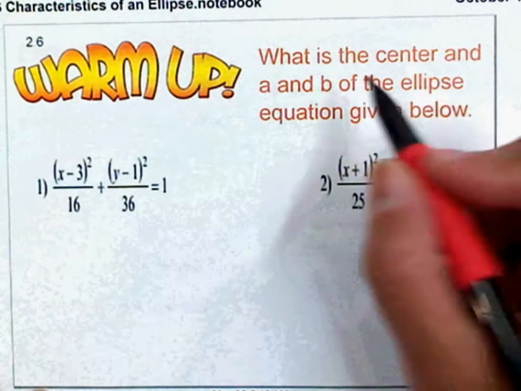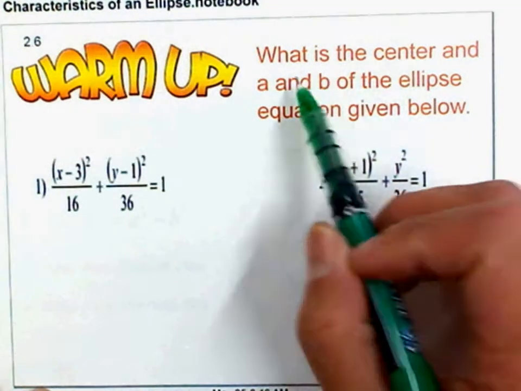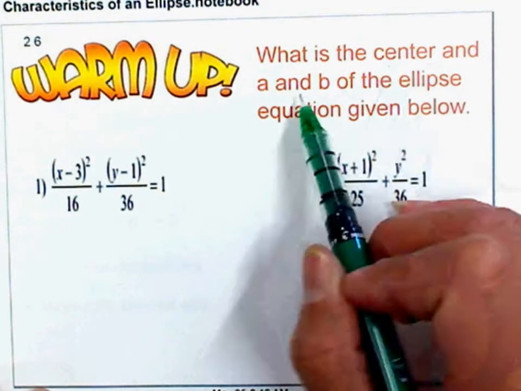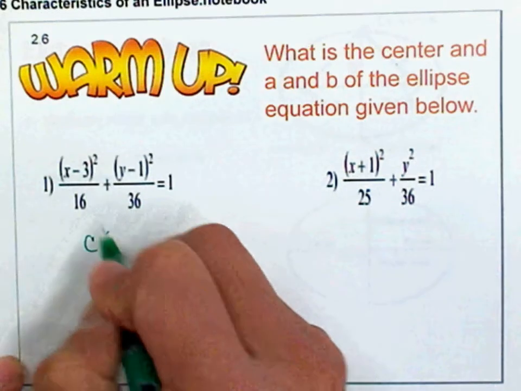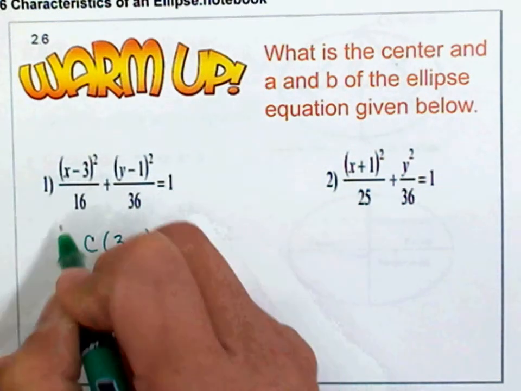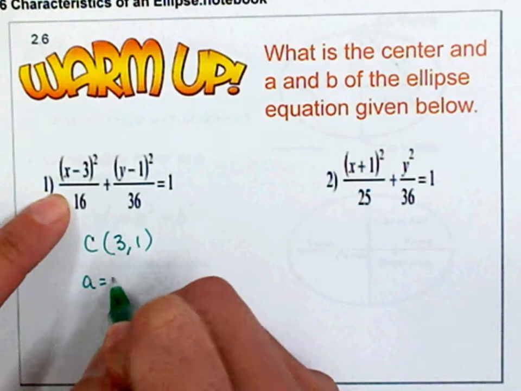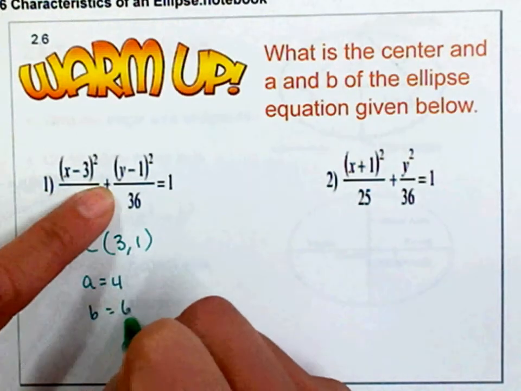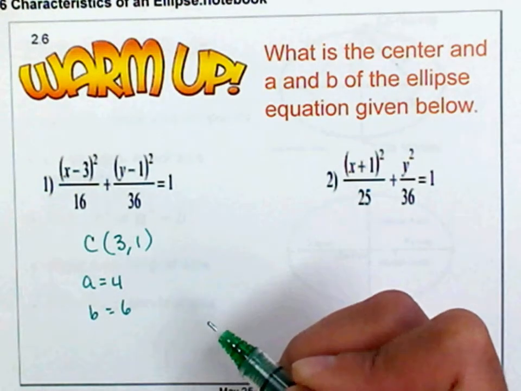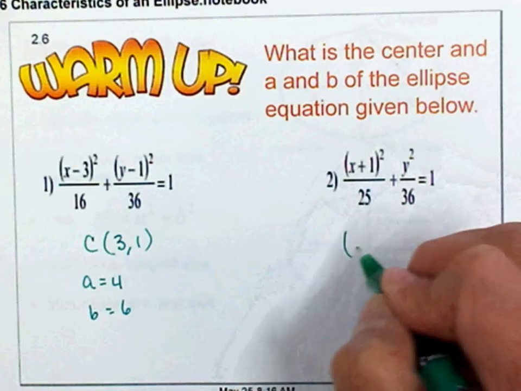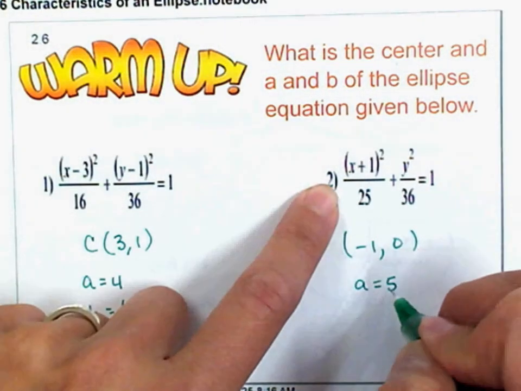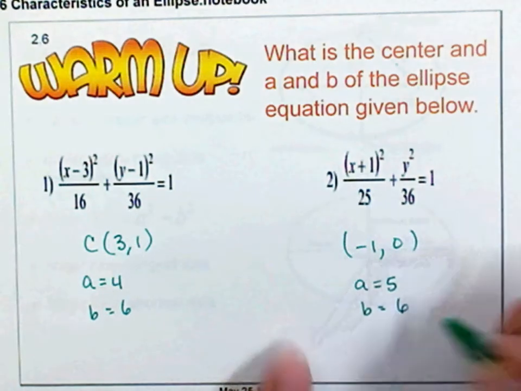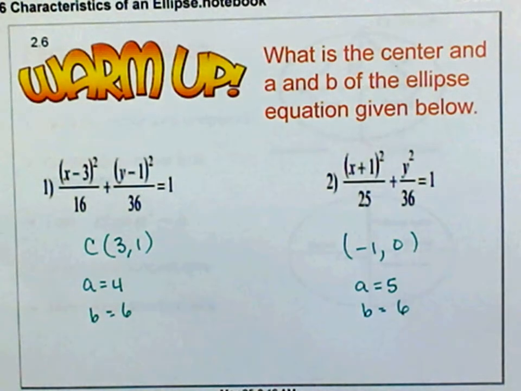All right, 2.6. What is the center and A and B of the ellipse in the equation below? So what is my center? Your center is opposite, 3 and 1. A is equal to 4 and B is equal to 6. You just take a square root of that, okay? Center of this one is negative 1 and 0. A is 5, square root of that, and B is 6. And there you have your warm-up.